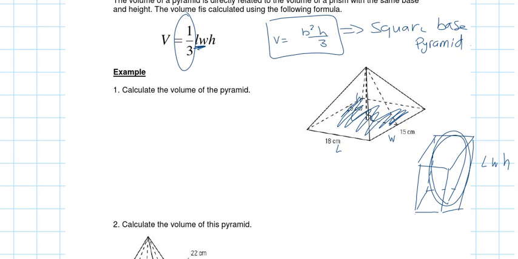All right. So let's look at what we have. We know that the length is 18. We know that the width is 15. And we know that the height is 25. I'm looking for the volume. And the formula is volume equals 1/3 length times width times height.